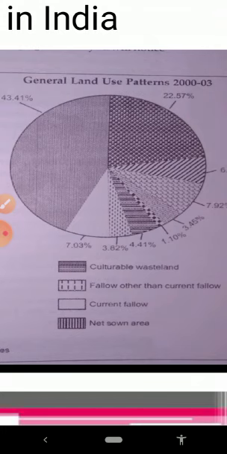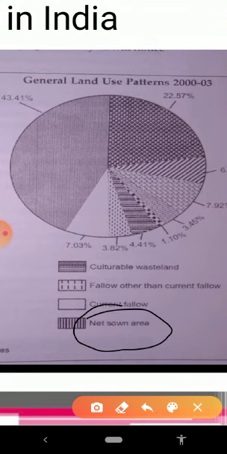So with regard to the net sown area, it is the area actually available for cultivation. It is the most important land use pattern in India. When the same area is tilled more than once in an agricultural year, it is referred to as gross sown area.